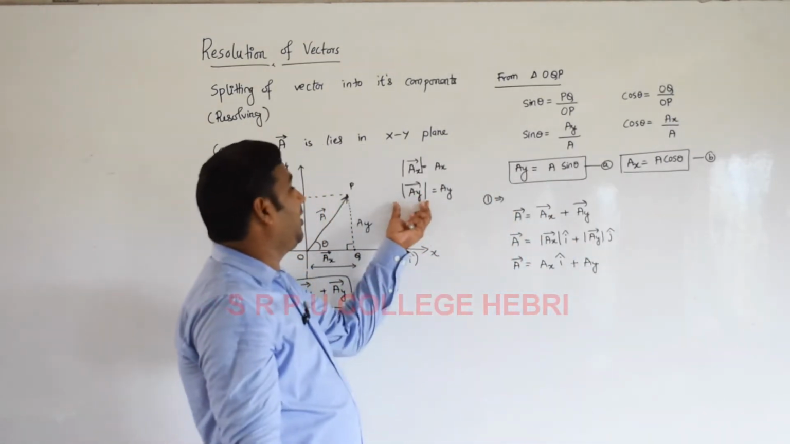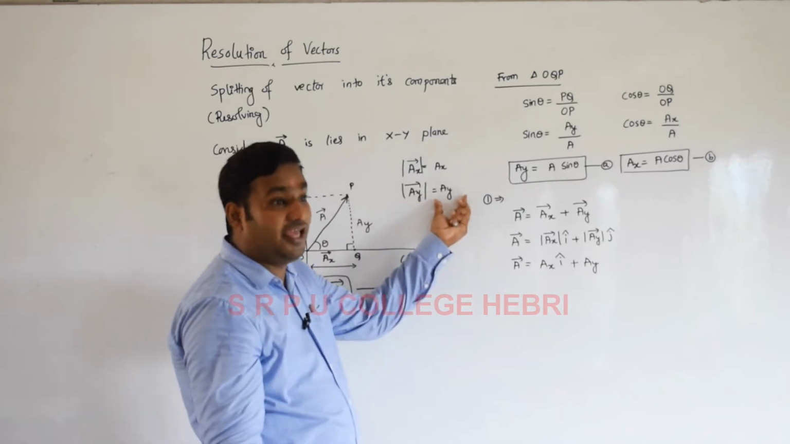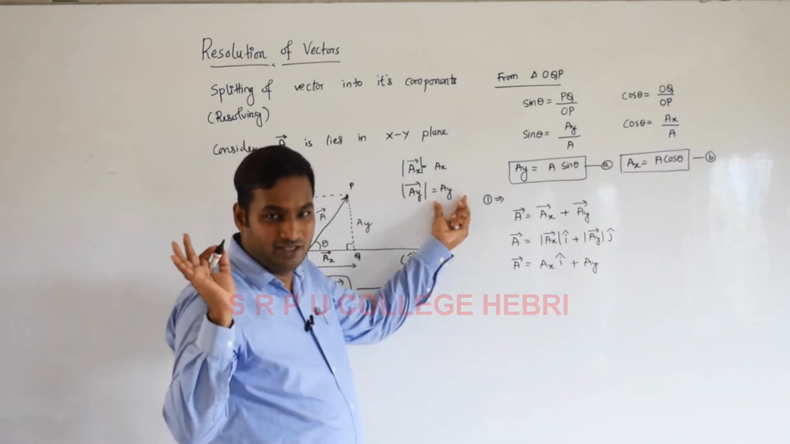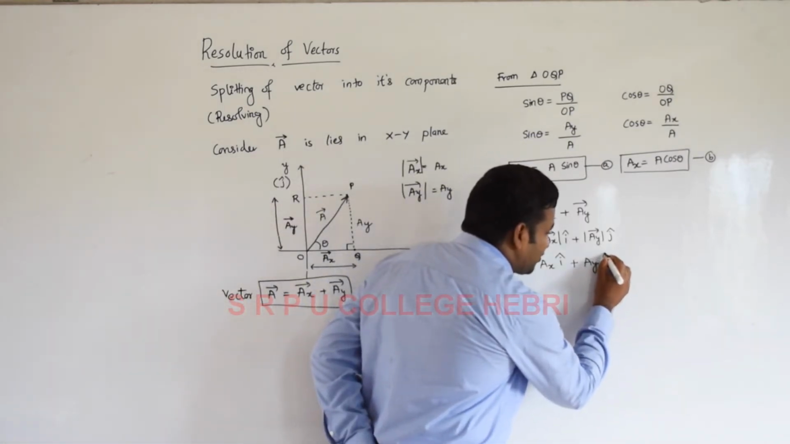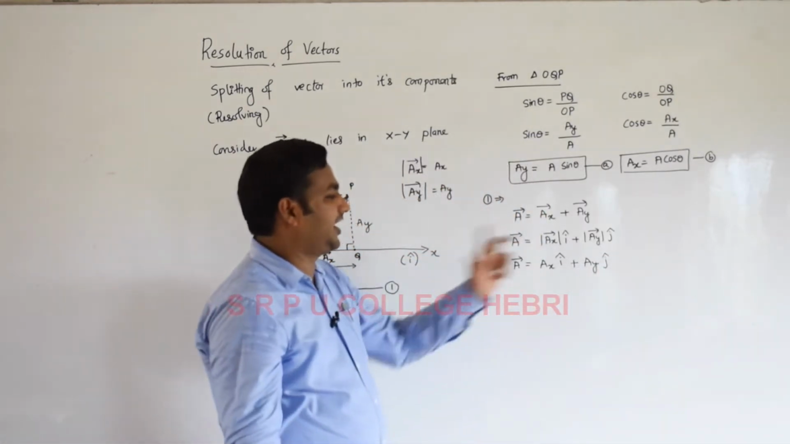Here the magnitude of vector AY we can take as AY. It has only value. It is along which axis? Y axis. What should be the direction? Y axis direction. Automatically you have to take J cap.